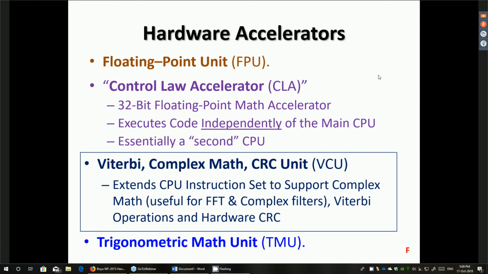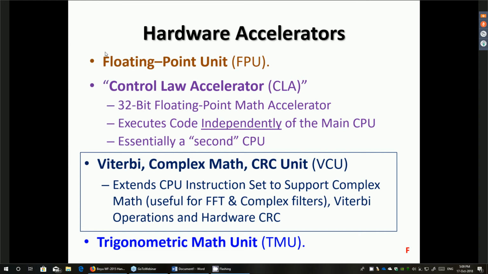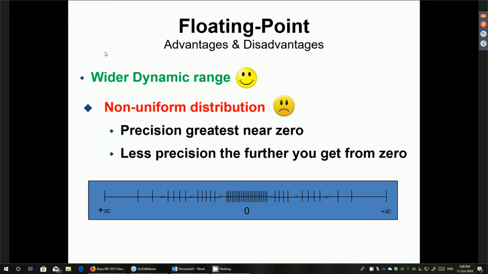So first, we looked at the type of core that we need to consider, proprietary core or popular core. And then we talked about single core or multi-core. And then in multi-core, we talked about homogeneous core and heterogeneous core. Now we are talking about hardware accelerators, right? So here's a little bit of interesting information about floating point that I always like to tell students. The advantage of using a floating point device is a wider dynamic range.